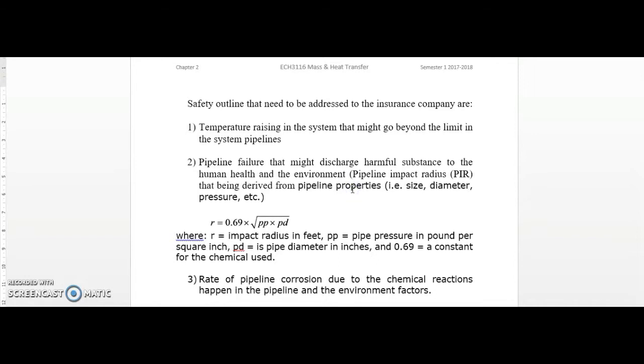The last one is the rate of pipeline corrosion due to chemical reactions in the pipeline and environmental factors, for which we can use a combination of pipeline coating and a cathodic protection system so that we can reduce the amount of corrosion. Then we can reduce any potential accident that can happen. So we can increase the safety.